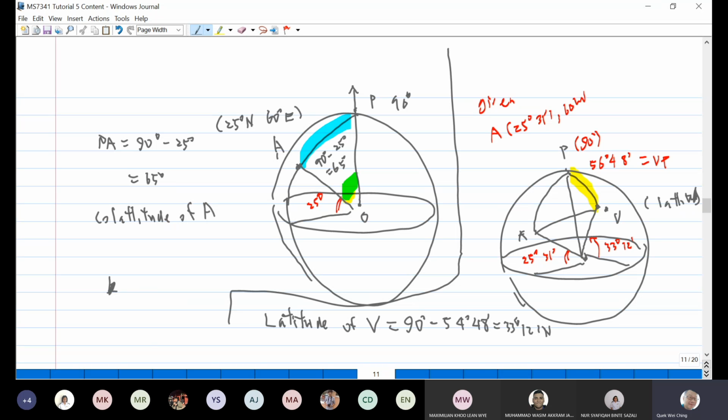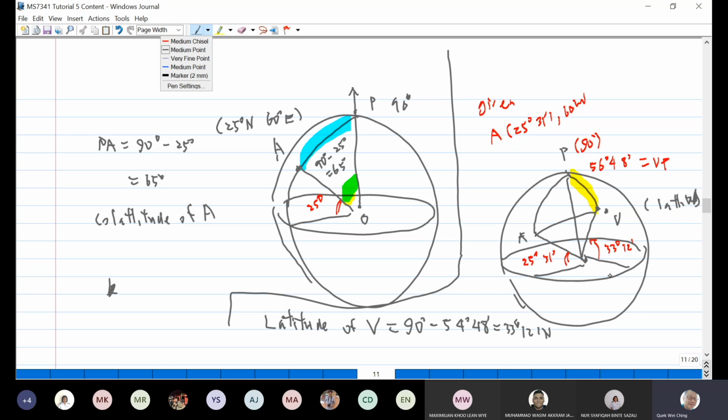Inside this sphere, the latitude of A means you go from the equator, go up 25 degrees 31 minutes, to get point A. To find the latitude of V, you go from the equator, go up, in this case 33 degrees. The angle from the equator to the North Pole is 90 degrees. This is the equator here.